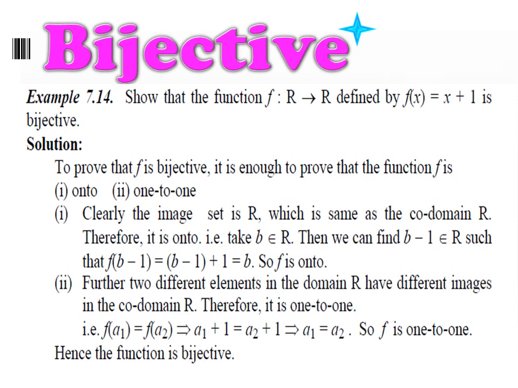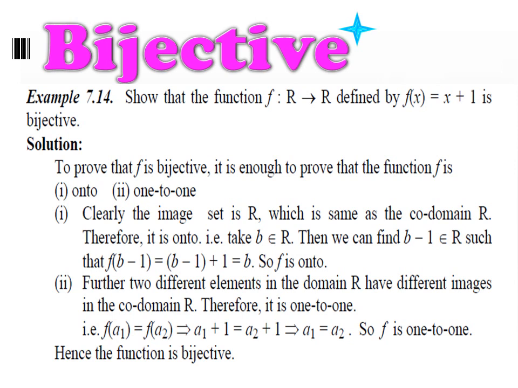Then two different elements in the domain R have different images in the codomain R. Therefore it is 1 to 1. Here f of a1 is equal to a1 plus 1 and f of a2 is equal to a2 plus 1. That is, f of a1 is equal to f of a2 implies a1 plus 1 is equal to a2 plus 1, the 1 getting cancelled, then a1 is equal to a2. We have f of a1 is equal to f of a2 implies a1 is equal to a2. Then f is 1 to 1.